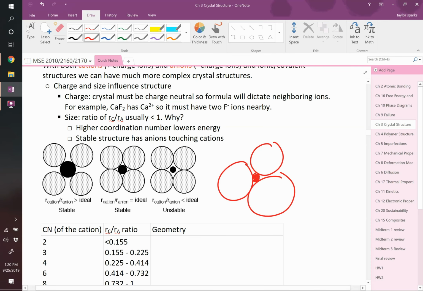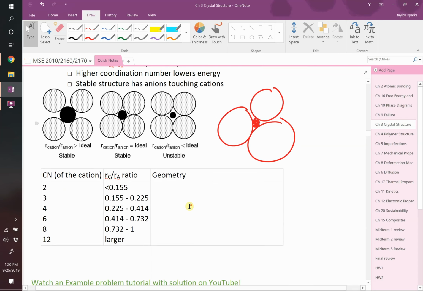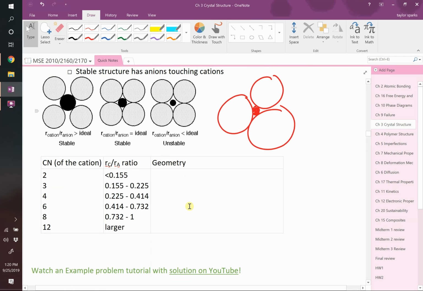If you do 3 instead of 4, then a smaller cation can still be touching the larger anions. That makes sense? In other words, the ratio of the size will tell you how many anions are surrounding your cation. So we have this handy table which says the coordination number of your cation will be one of these numbers if the RC to RA ratio lies in one of these ranges. Which is pretty slick.